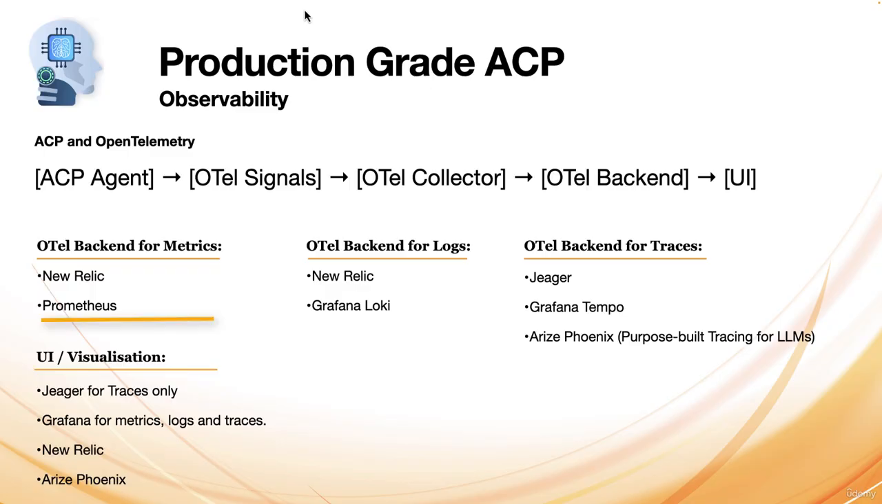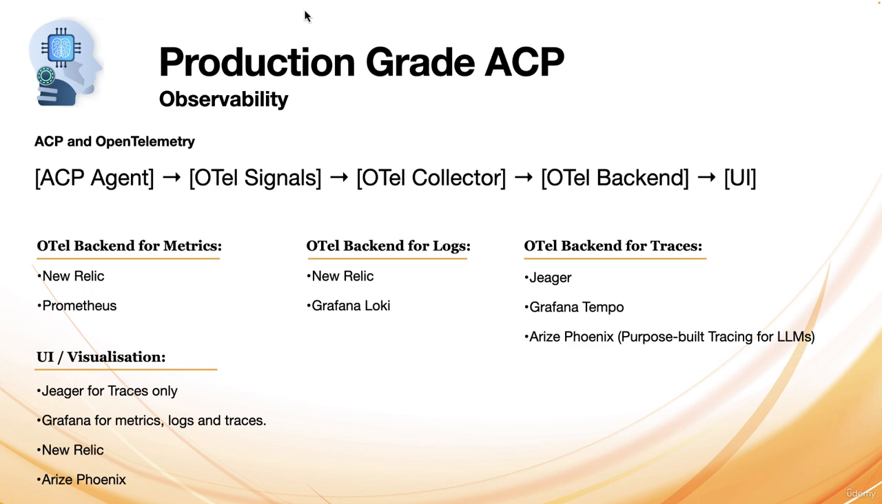For backends, you can use New Relic or Prometheus for the metrics, or you can use New Relic and Grafana Loki for the logs. For traces, you have more options. You can use Jaeger, which is open source and is very simple. You can use Grafana Tempo, or you can use Arize Phoenix, which is purpose-built for tracing large language models.